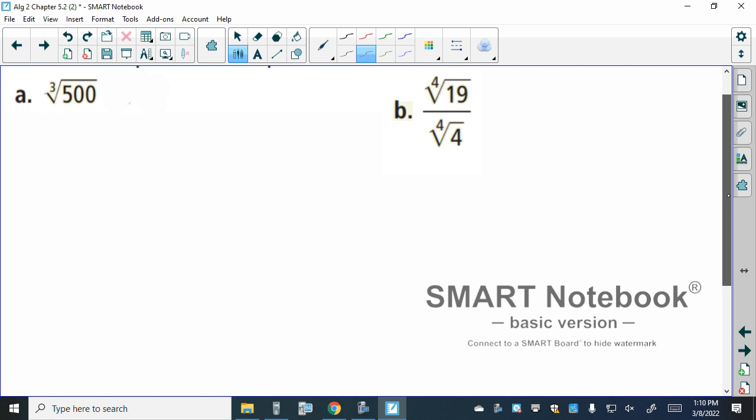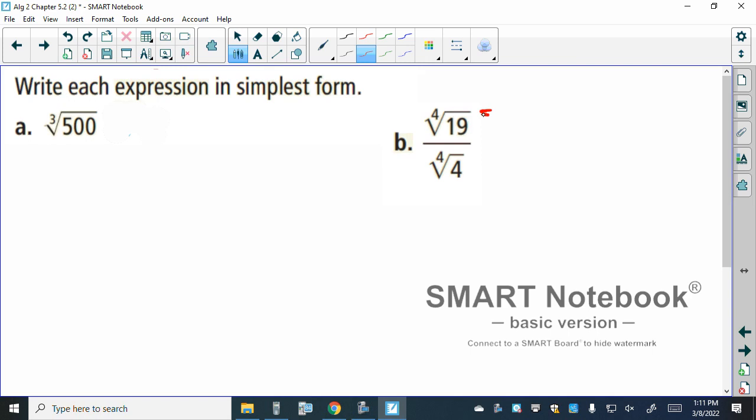Now looking at B, we have the 4th root of 19 over the 4th root of 4. Well, 19's prime. There's nothing we can do with it, and 19 and 4 won't divide evenly. So since 19 and 4 won't divide evenly, we're not going to rewrite it as the 4th root of a fraction. We're not going to combine them because that really doesn't help.